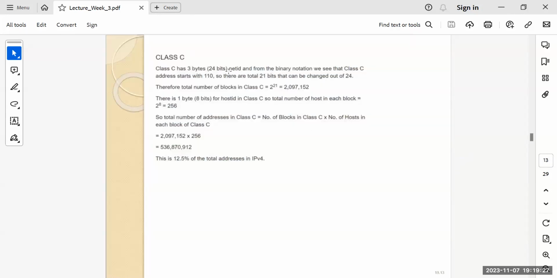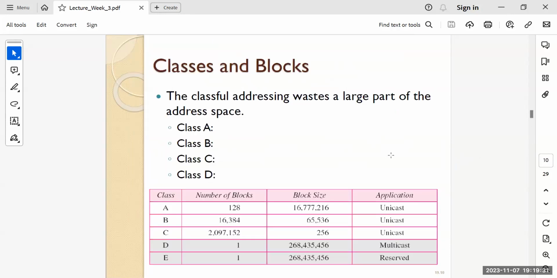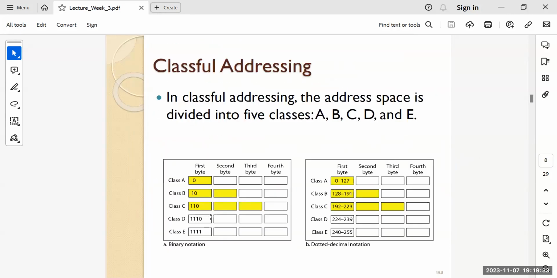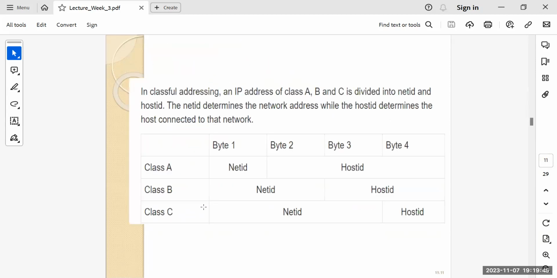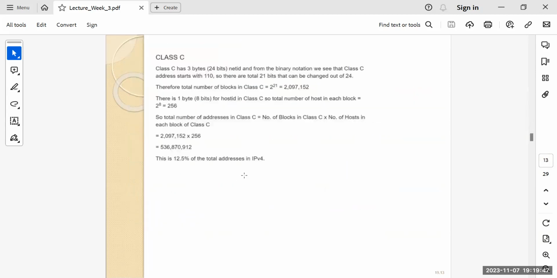So there are 24 bits that are dedicated to the network ID. But again, as you have seen shortly, in case of class C, 110, that is the first 3 bits are fixed. So we are left with how many bits? 24 minus 3, we are left with 21 bits. So 2 power 21, these are the number of blocks that can be allocated in case of class C addressing.